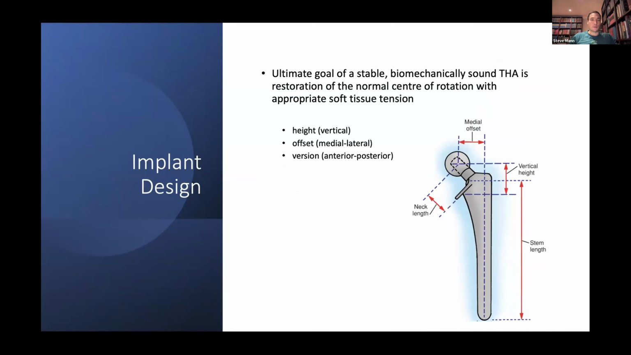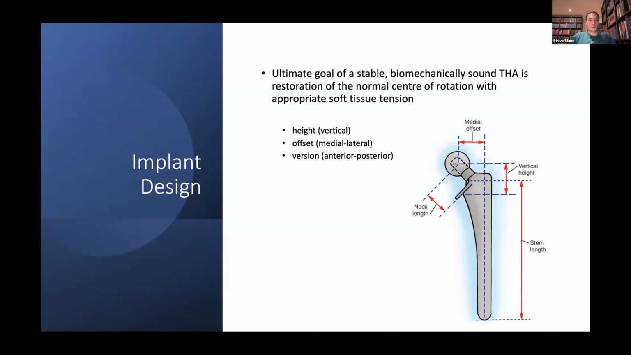You have the offset, which is the medial lateral distance of the hip. And so you can have standard offset and high offset and extra high offset implants, which will match the geometry of your patient in order to optimize the soft tissue tension and recreate their anatomy.